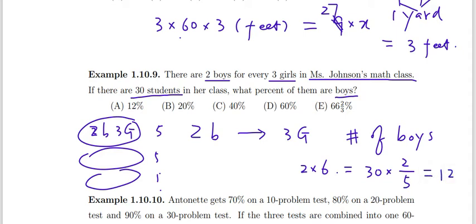So what percent of them are boys? The percentage is 12 over a total of 30. We can cancel 3, so this becomes 4 over 10. So this is 40%.